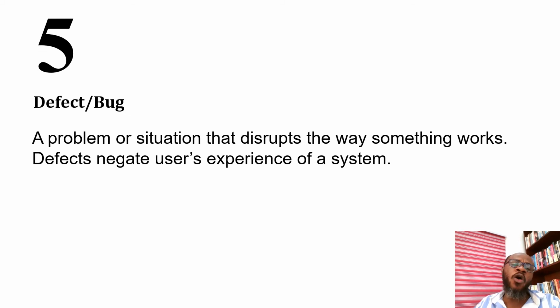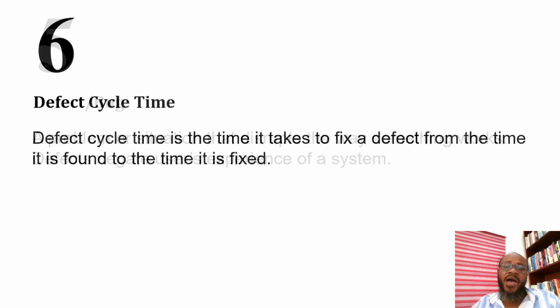A defect or a bug is a problem or situation that disrupts the way something works. Defects negate users' experience of a system. I think we know this. Another terminology you need to know and remember is defect cycle time. Defect cycle time is the time it takes to fix a defect, from the time it is found to the time it is fixed.